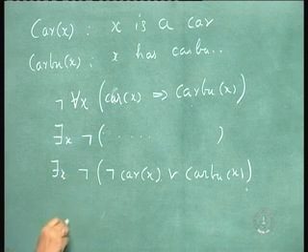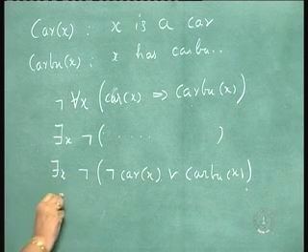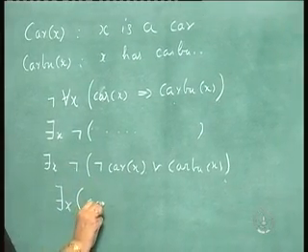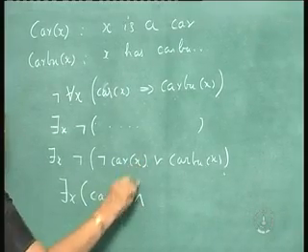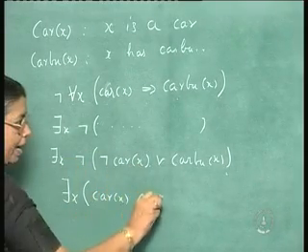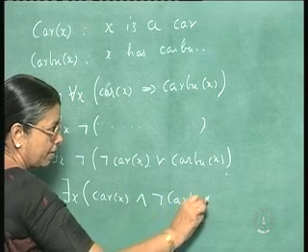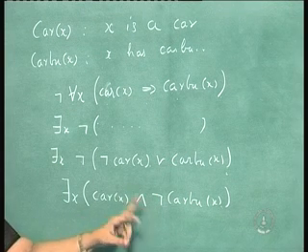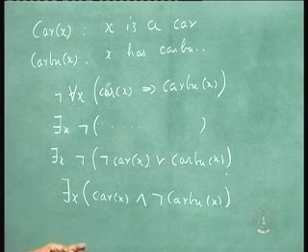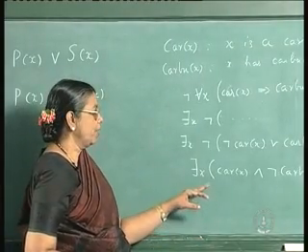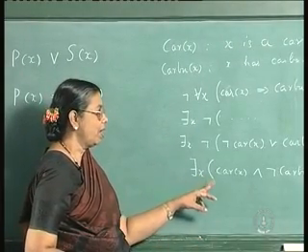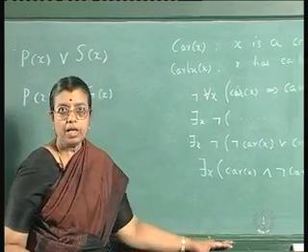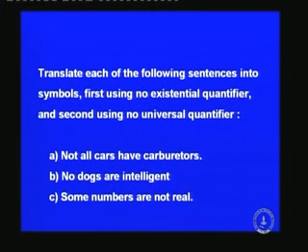Now, this not again you can bring inside using De Morgan's laws. So, this will become there exists x, not of car x will become car of x, or will become and using De Morgan's laws, and not carbu x. There exists x such that x is a car but it does not have a carburetor. So, the same thing you are expressing using an existential quantifier but not using a universal quantifier. Okay. So, let us consider the next one.